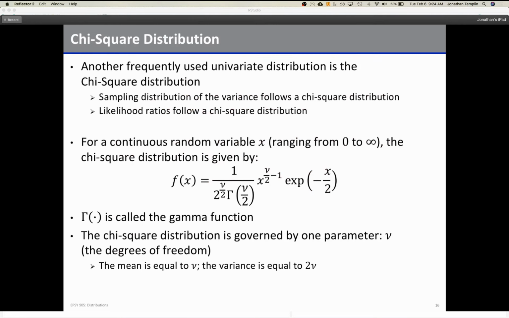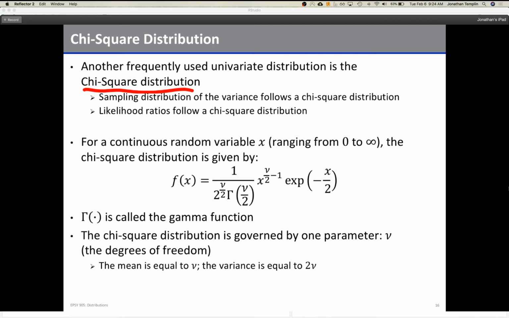All right, one last continuous distribution is the chi-square distribution. This is often used in statistics because it's often a reference distribution for a lot of our statistical parameters. We're going to see this almost all the time when we get to maximum likelihood.